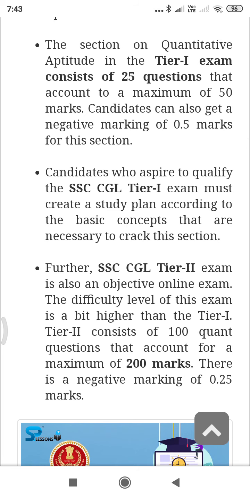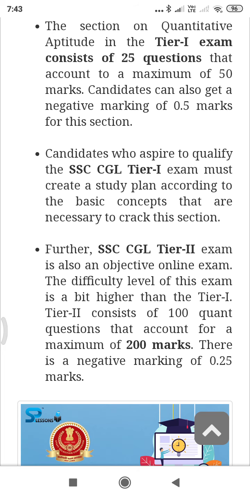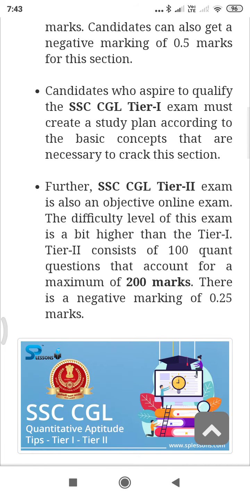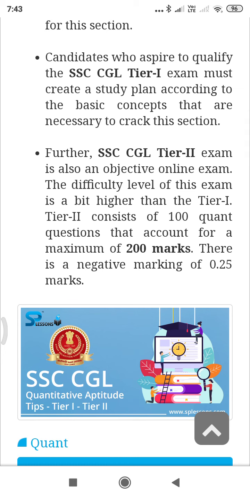Candidates who aspire to qualify the SSC CGL Tier 1 exam must create a study plan according to the basic concepts that are necessary to crack this section. Further, the SSC CGL Tier 2 exam is also an objective online exam. The difficulty level of this exam is a bit higher than Tier 1. Tier 2 consists of 100 quant questions that account for a maximum of 200 marks. There is a negative marking of 0.25 marks.